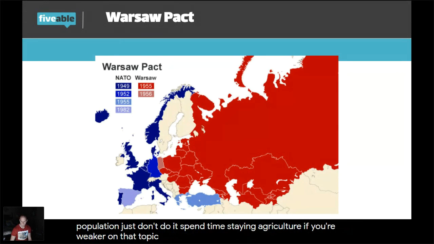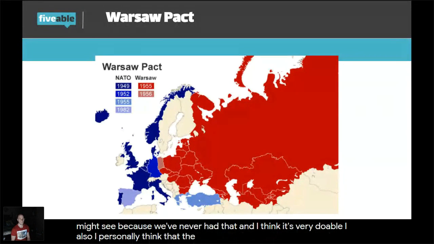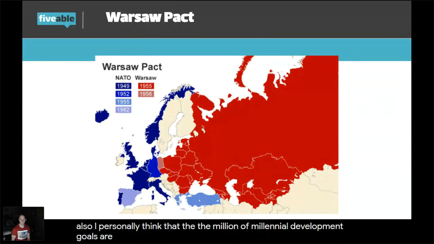What are your predictions for this year's FRQ? Friend, I think that central place theory is a good one that you might see because you've never had that, and I think it's very doable. I personally think that the Millennium Development Goals are something that I could see them putting on the AP exam.